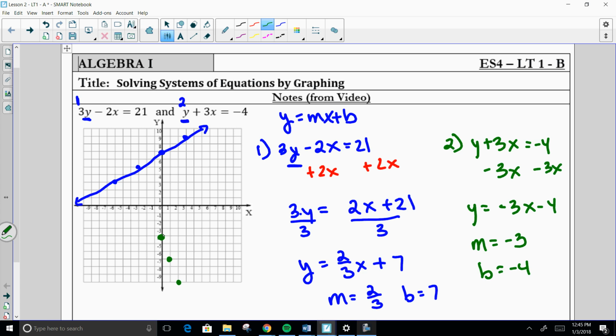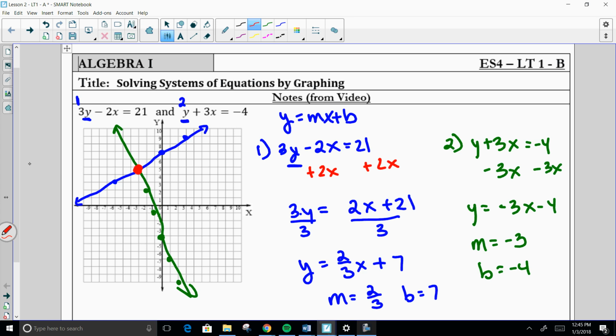But remember, I can also go up 1, up 2, up 3, and left 1, because left is a negative movement. So then I go up 1, up 2, up 3, left 1. And notice how I have 2 points on the same location. And my line's not very good there. But what we're looking for is the point of intersection, which is right there.